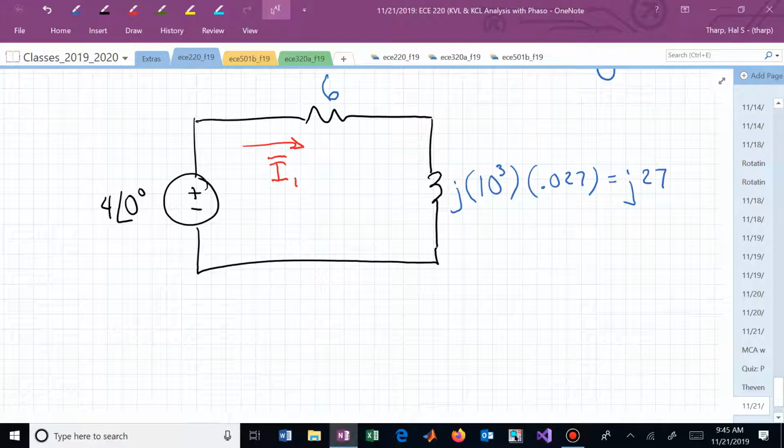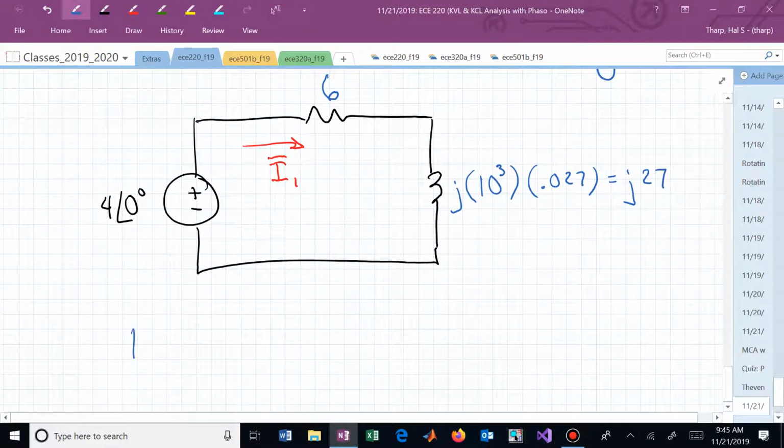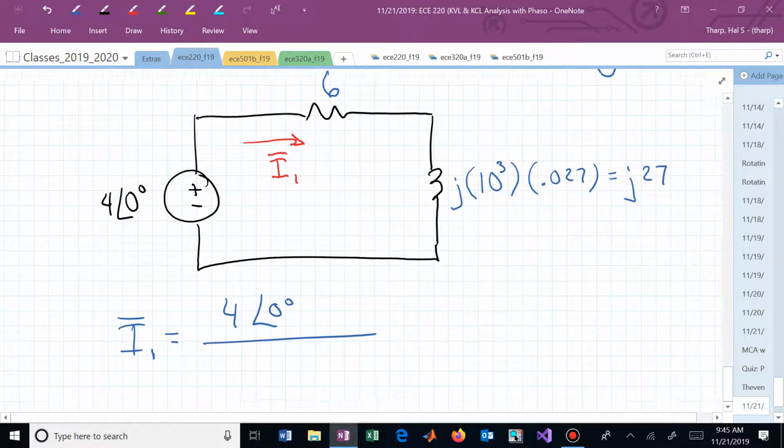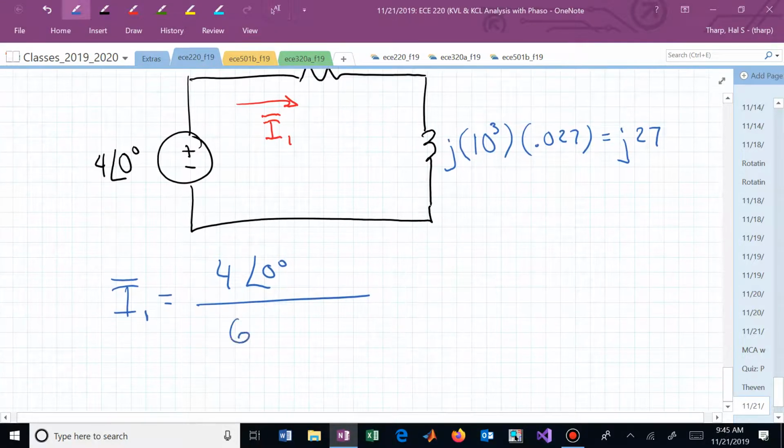This is now Ohm's law with this series impedance. We now can say that I1 as a phasor is the voltage divided by the sum of the impedances, which is 6 plus j27.